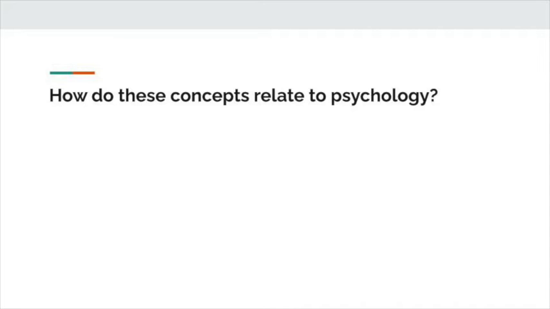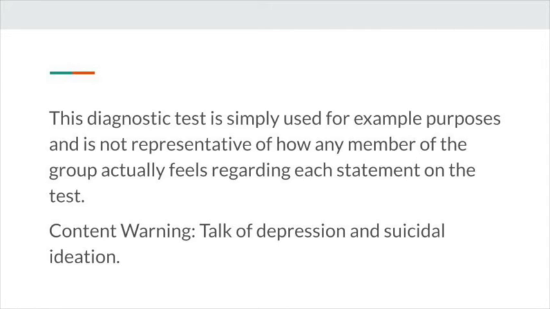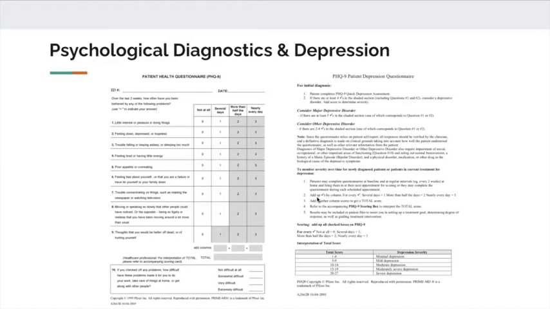So how do these concepts in computer science relate to psychology? Through diagnostic tests. Diagnostic tests are used by psychologists and psychiatrists to diagnose individuals with mental illnesses. There are many different kinds of diagnostic tests, including multiple for each disorder.